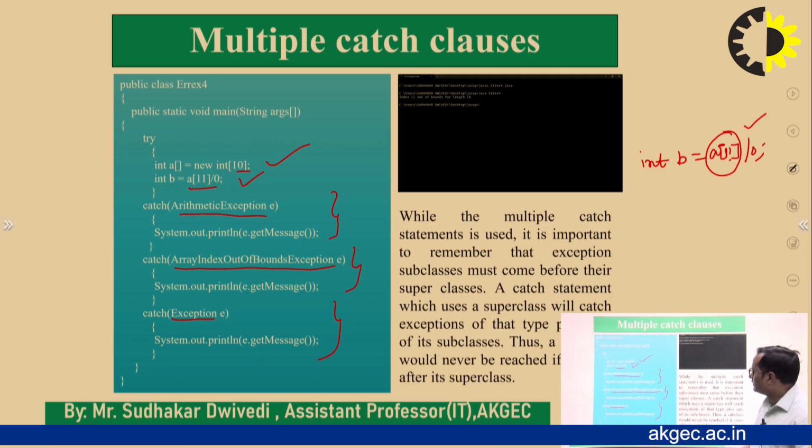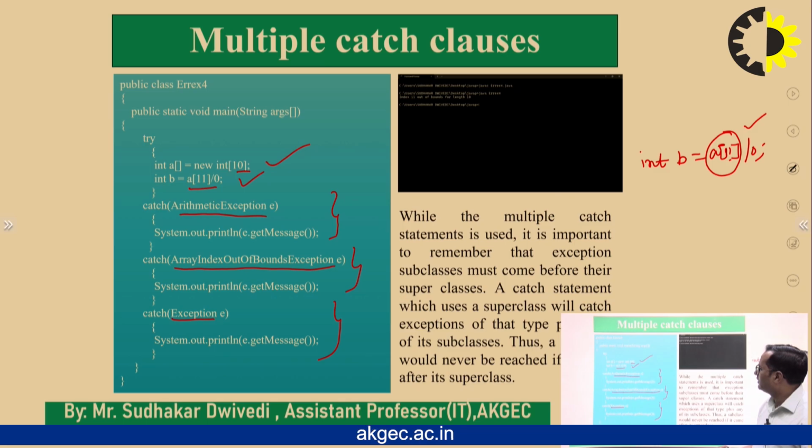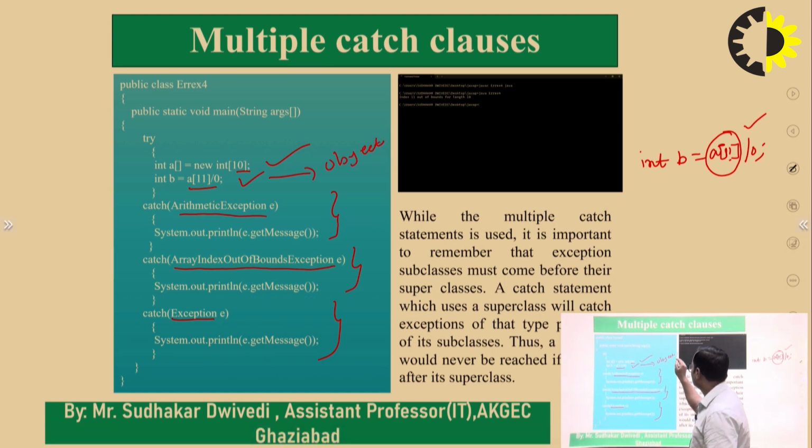But what happened here? See, as soon as we try to access this element, it will create an array index out of bound exception. That means here some object is created. One object is created and it is thrown. What object is created? Array index out of bound exception. And this type of object is matched in this type of catch block. And we need to take a corrective action.